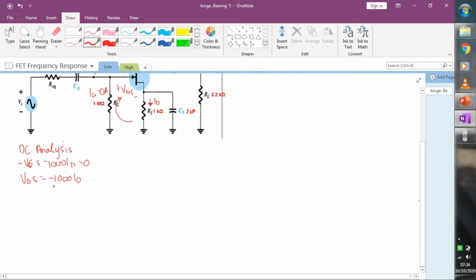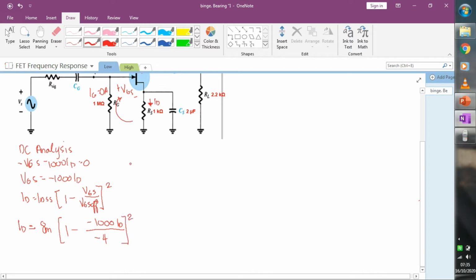And then, since I have VGS, I can now utilize Shockley's equation, and that is ID is equal to IDSS times (1 minus VGS over VGS of) squared. So ID is the unknown. IDSS is 8 milliamperes. 1 minus the value of VGS, which is negative 1,000 ID, all over VGS of, which is 4, squared.